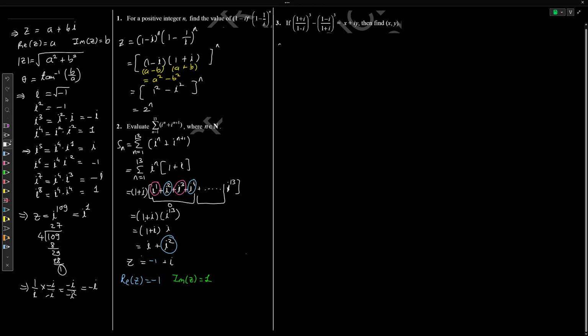If x plus iy is equal to (1 plus i upon 1 minus i) whole cube minus (1 minus i upon 1 plus i) whole cube.